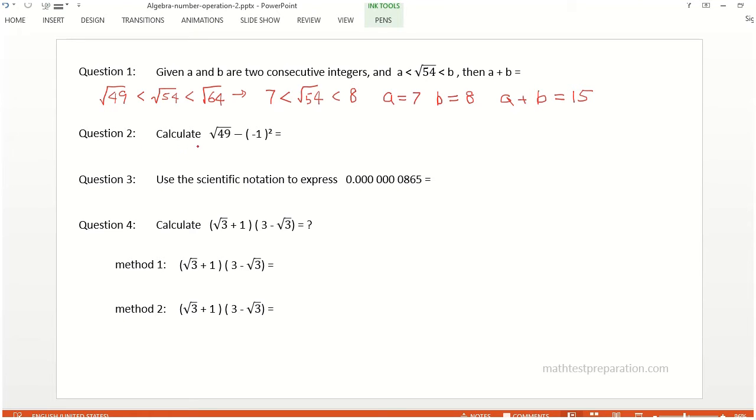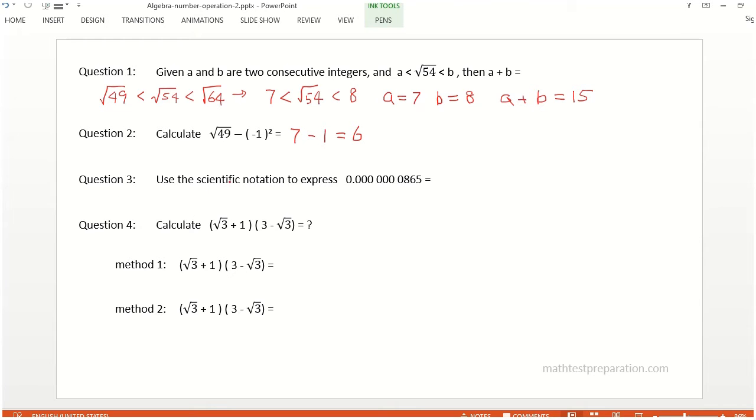Question 2. Calculate the value of square root 49 subtract -1 square. The value of square root 49 is 7. Subtract -1 square, which is -1 multiply -1, which is +1. 7 subtract 1 is 6.